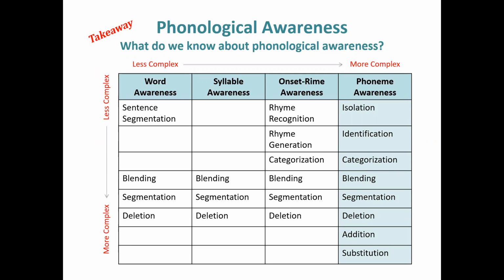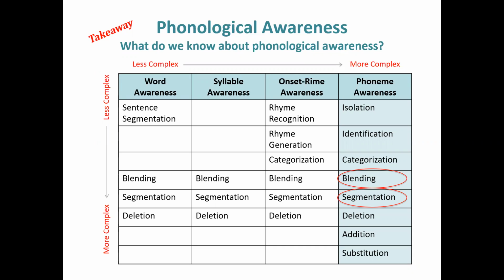First, students learn to isolate, identify, and categorize phonemes. Next, they're taught to blend phonemes to make a word, and then to segment a word into phonemes. The most challenging phonological awareness skills include deleting, adding, and substituting phonemes. All of the activities in this table build phonological awareness skills, but blending and segmenting are especially critical.